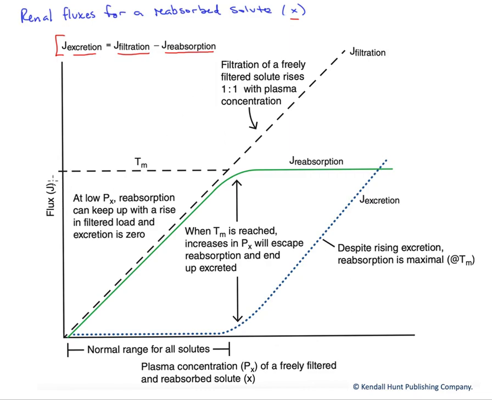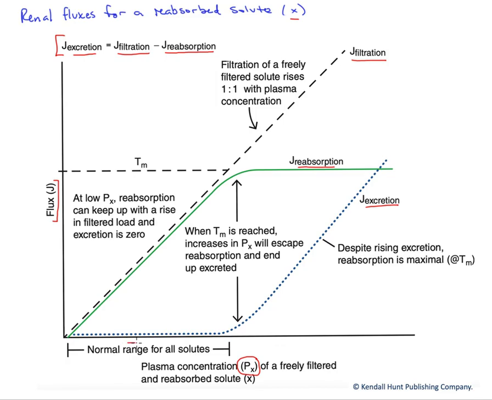In our graphic down here, we're going to graph on our y-axis the rate of flux of our different renal processes relative to the plasma concentration of this reabsorbed solute X. Now, we're going to look at the flux of filtration, the rate of filtration of this solute. We're going to look at the rate of reabsorption in green, and then the rate of excretion in our dotted blue line. Now, in the normal range for solutes down here on the left, we're going to focus here first.